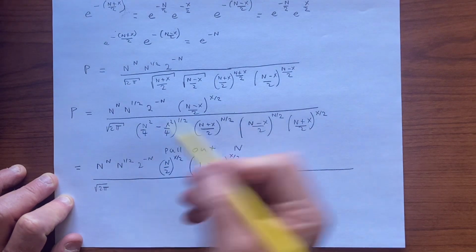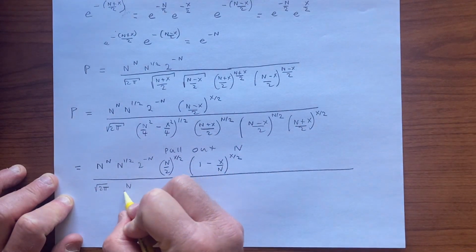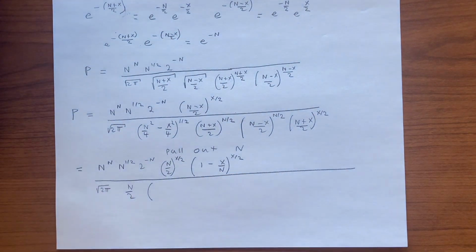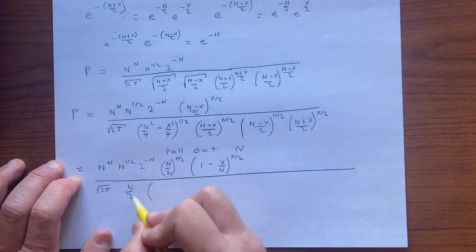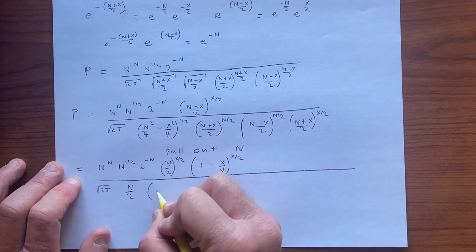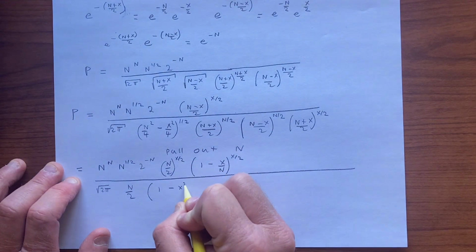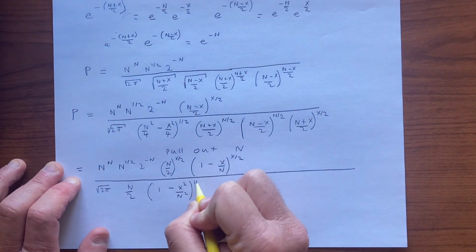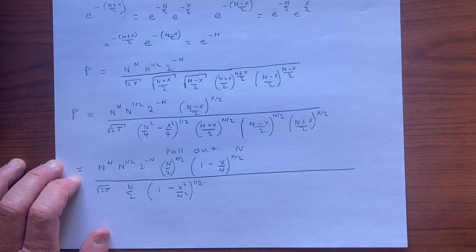Let's pull out an n over 2, right? We pulled an n squared over 4 out, but we have the square root, so it becomes n over 2. What we have left is the square root of 1 minus x squared over n squared.